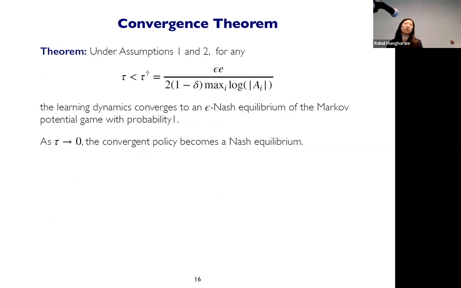This is simply saying that when all agents run actor-critic, it converges to equilibrium. And here, this epsilon depends on the regularizer of the updates, and this is the relationship between epsilon and the regularizer. So you can also tune the regularizer down to get your equilibrium closer to the exact equilibrium.